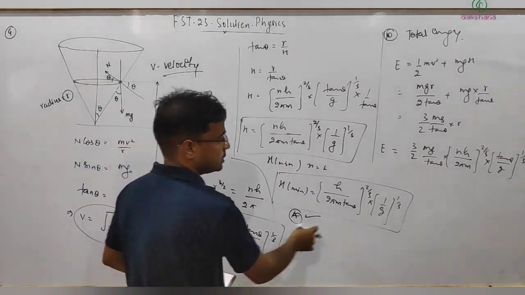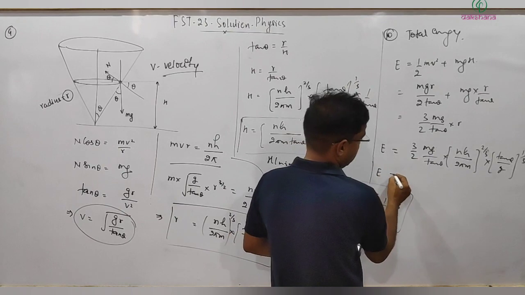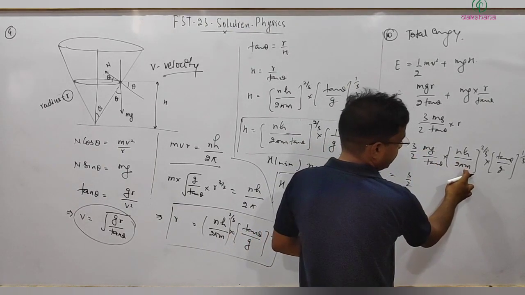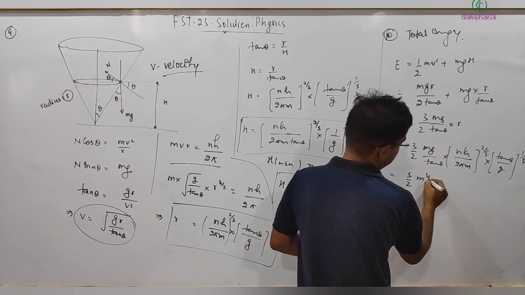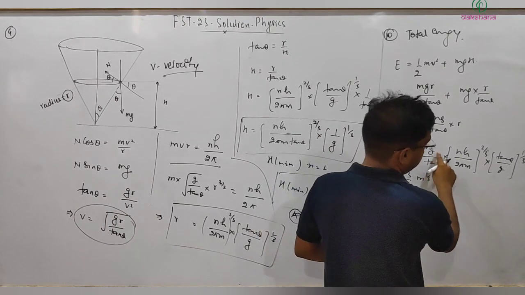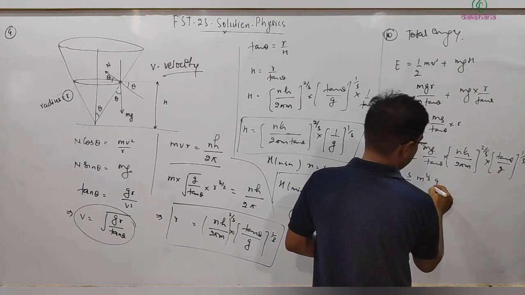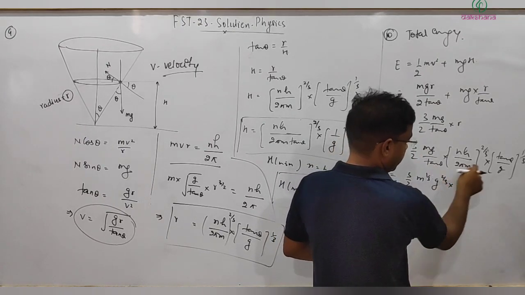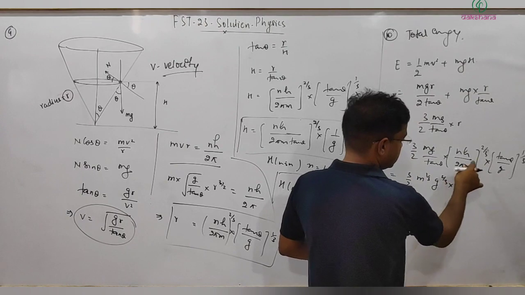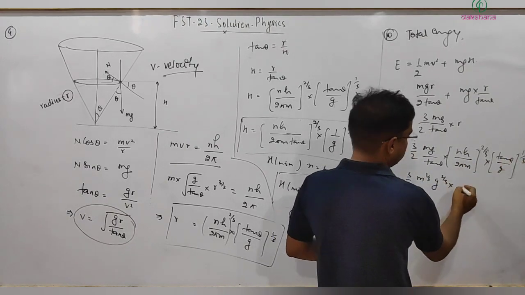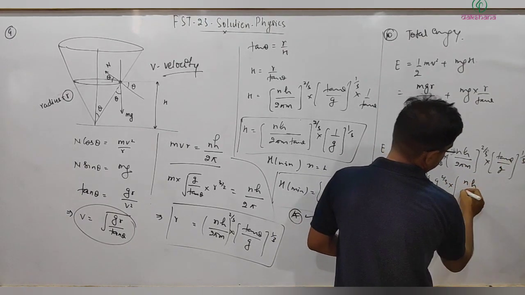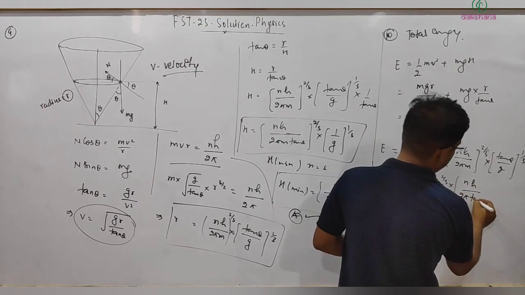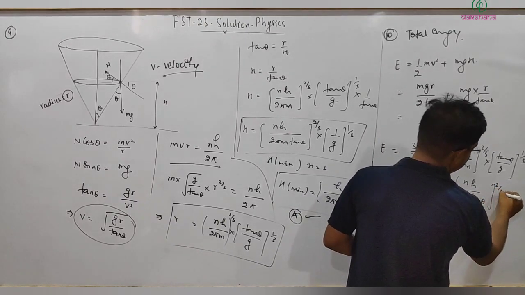So this value is substituted, simplifying it. E here is 3 by 2, m power 1 by 3, g power 2 by 3, into tan theta power 2 by 3, like 1 by 3, so it will be 2 by 3, and this is nh divided by 2 pi tan theta, whole power 2 by 3.